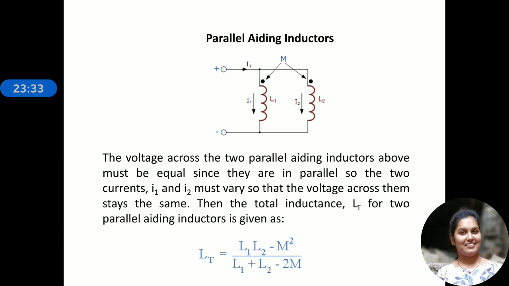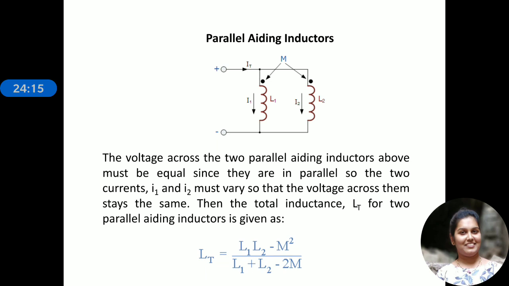Okay, very simple. When the same polarity terminals are connected to the positive terminal and the other polarity terminals are connected to the negative terminal, then we call it parallel aiding connected inductors. And the voltage across the two parallel aiding inductors must be equal since they are parallel, so the two currents, that is I1 which is flowing in L1 and I2 which is flowing in L2, must vary so that the voltage across them stays the same.